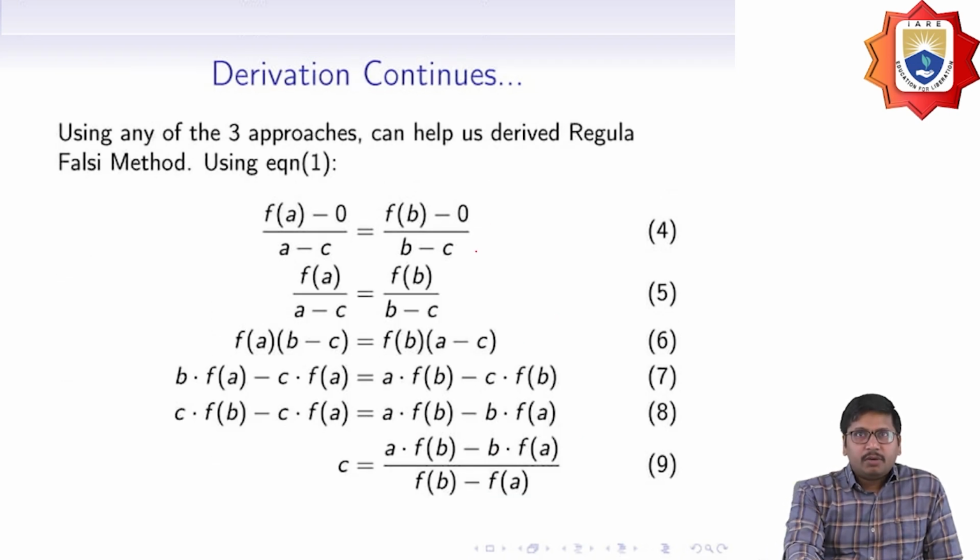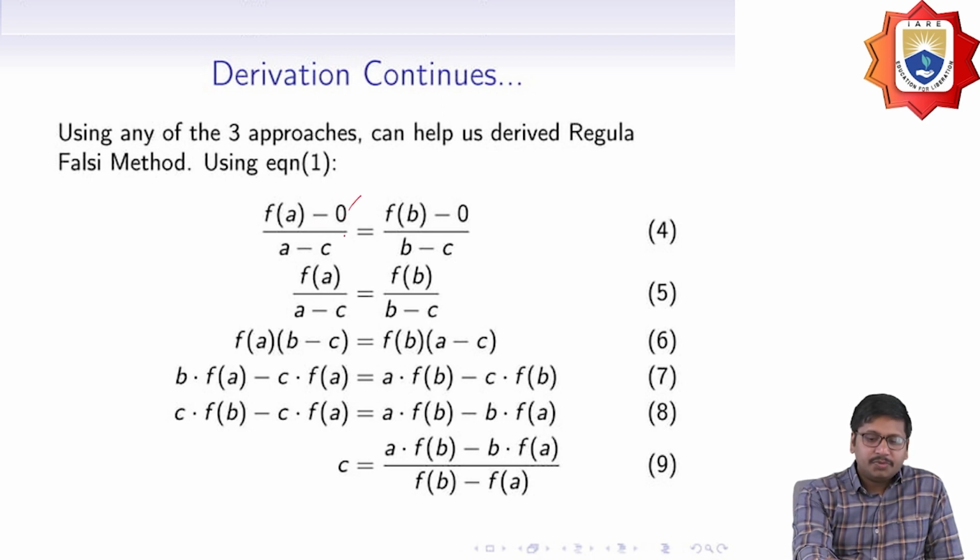So these are the three different equations we are able to identify. By using any of the three approaches, we can derive the Regula Falsi method. Since (f(a) minus 0) by (a minus c) equals (f(b) minus 0) by (b minus c), from this I'm going to obtain the c value. So f(a) by (a minus c) is equal to f(b) by (b minus c). By cross multiplying, f(a) into (b minus c) is equal to f(b) into (a minus c).